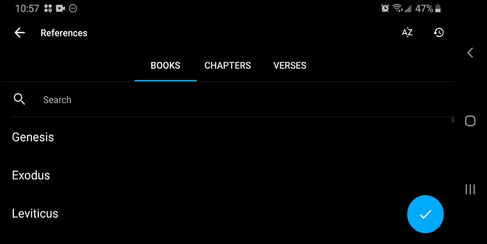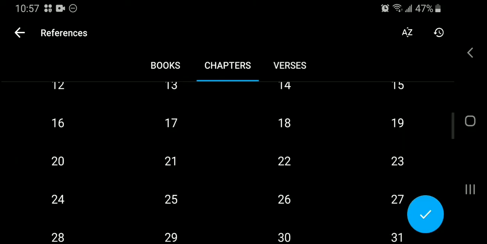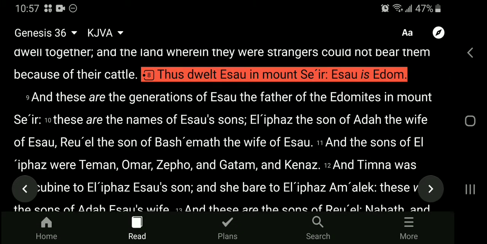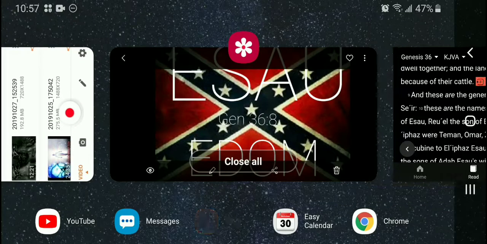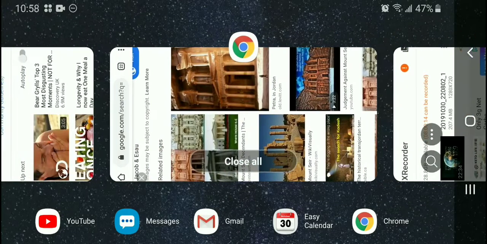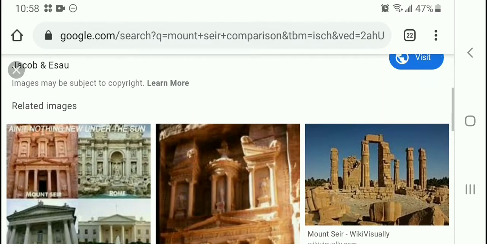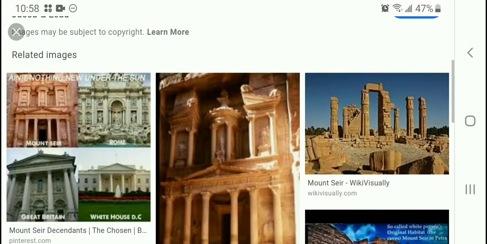Well, through the scriptures. Let's go to Genesis 36, verse 8. Thus dwelt Esau in Mount Seir. Esau is Edom, as you saw in the opening pic with the Confederate flag. Esau is Edom, and he dwelt in Mount Seir. So where is Mount Seir? If you do a little Google research, and you type in Mount Seir, you pull this up. So this is Mount Seir.